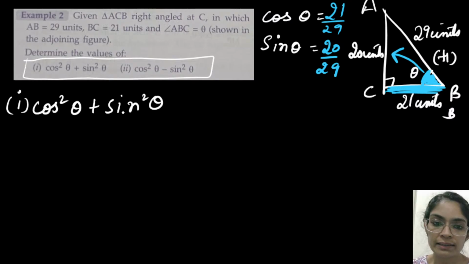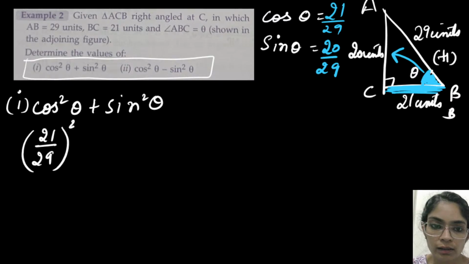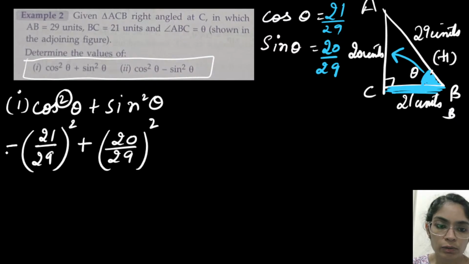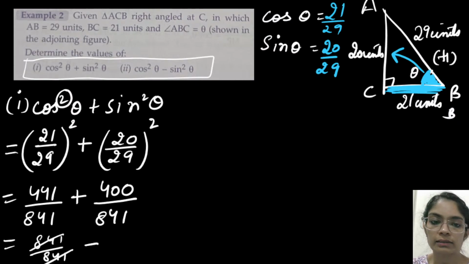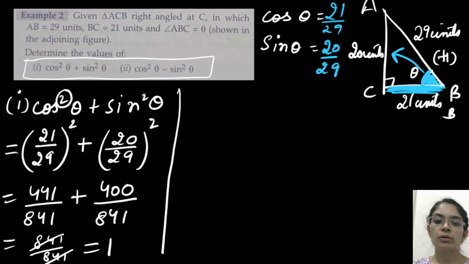So let's simplify this. Cos theta's value is 21 by 29, its whole square. Sin theta's value is 20 by 29, its whole square. So 21's square is 441 by 841, and 20's square is 400 by 841. When we add them we'll get 841 by 841 and both will get cancelled. So the answer is 1. We already knew, and after solving also we got the answer 1.